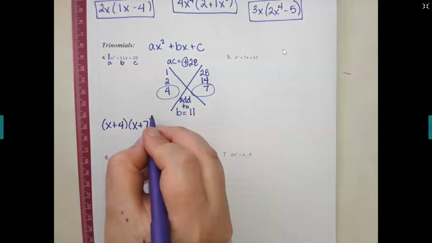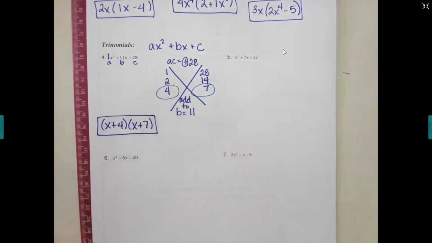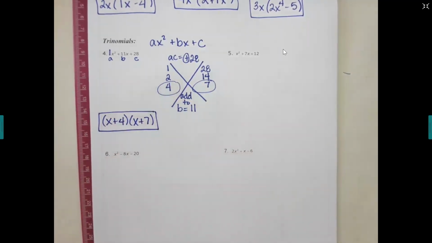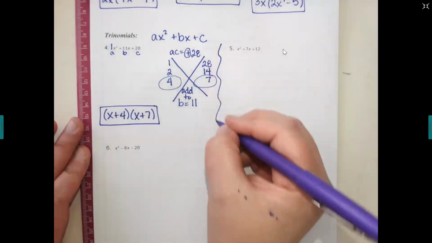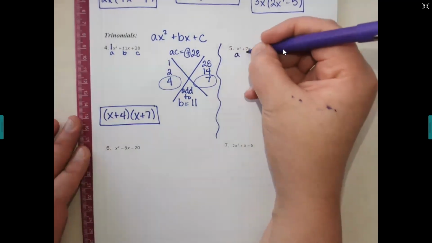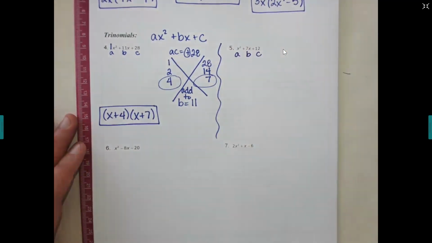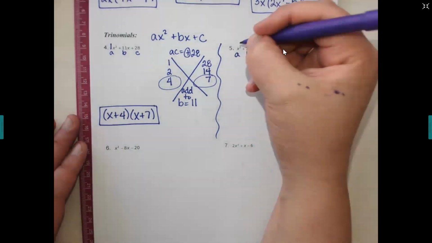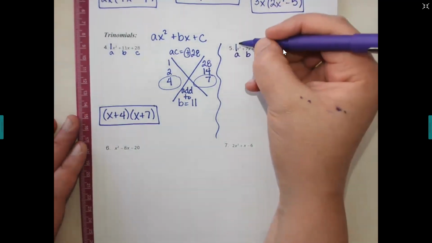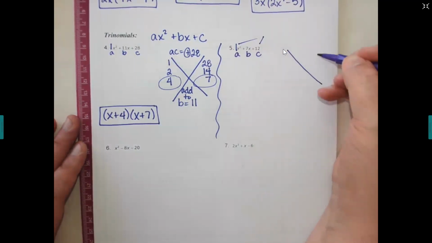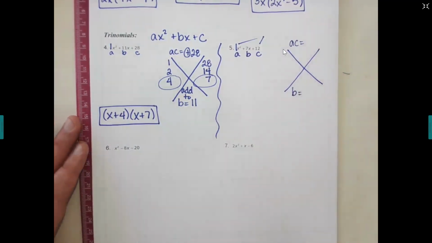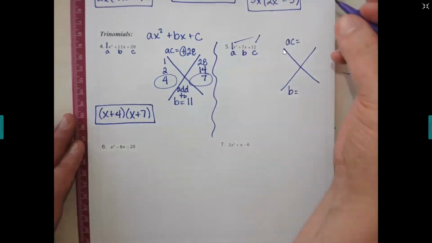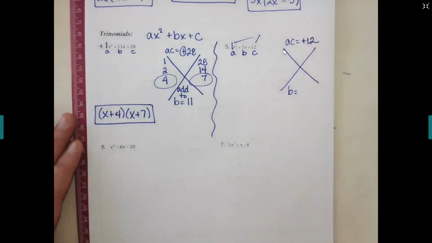Okay, we will do examples where your A is not a 1, but for the first ones, it'll be a 1. All right, take a look at number 5. Label your ABC. So A, B, C. My A is missing. That means it's what number? A 1. Then I'm going to do A times C, put it at the top of my X. Remember, air conditioner up top, basement on bottom. 1 times 12 is 12. And then I want to list all the factors of 12.